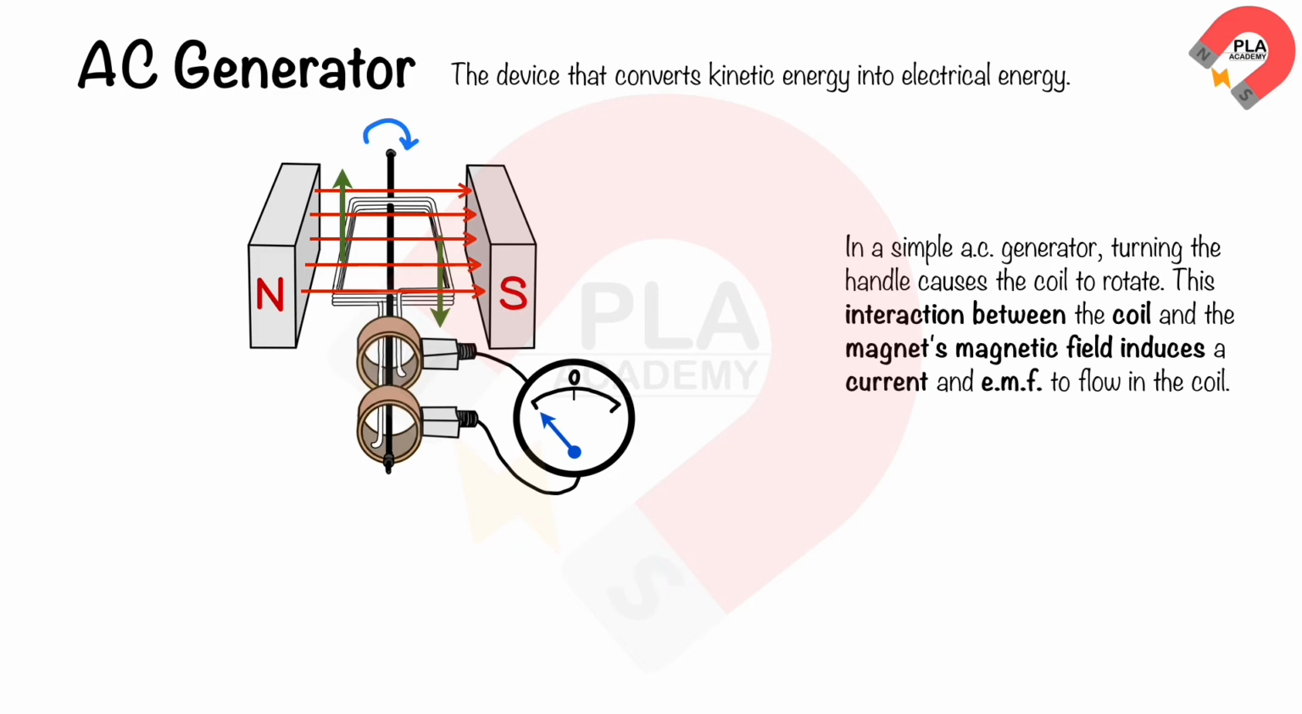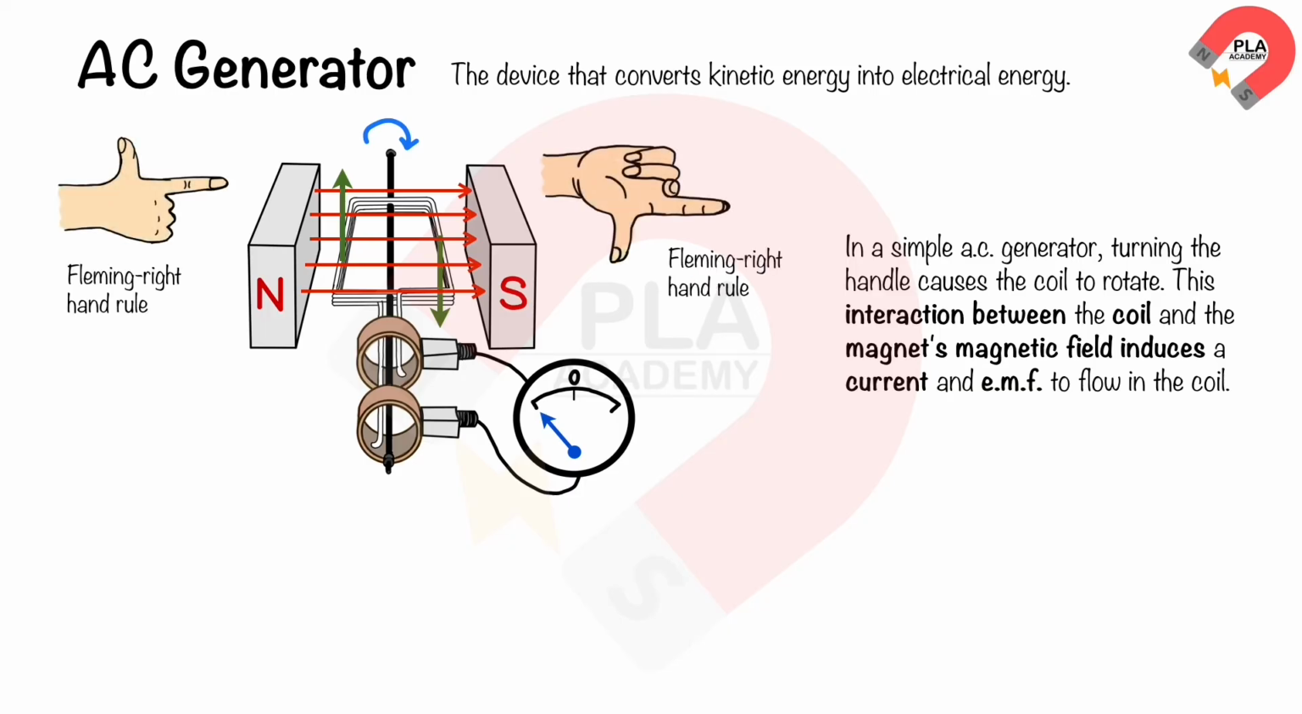The direction of induced current in the coil can be determined by Fleming's right-hand rule. The thumb indicates the direction of force or the coil's motion. The index finger indicates the direction of the field. The middle finger indicates the direction of the induced current. The three fingers are always perpendicular to each other.